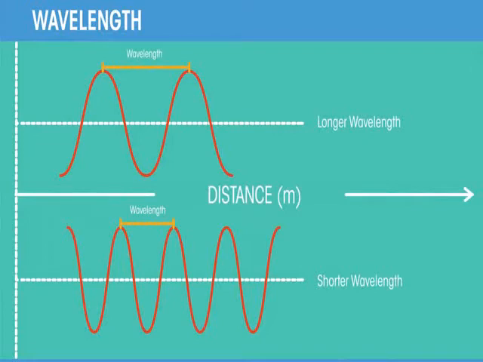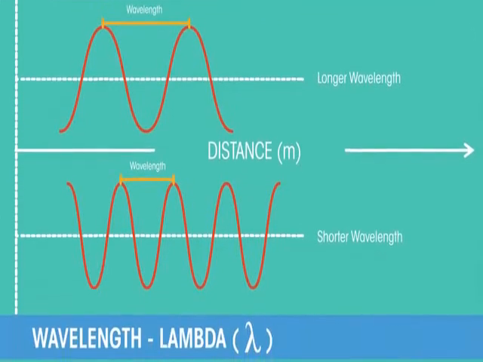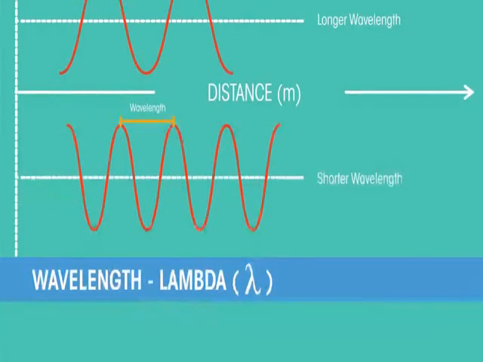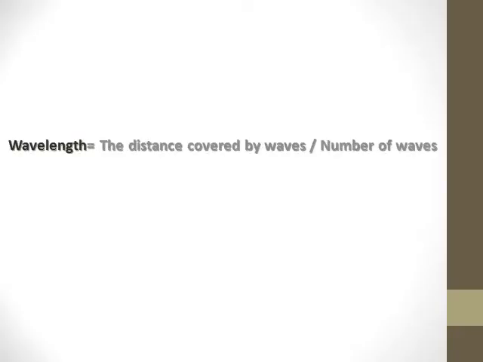The wavelength of the transverse wave is the distance between two successive crests or troughs. The wavelength of the longitudinal waves is the distance between the centers of two successive compressions or rarefactions. The symbol of wavelength is lambda, and the measuring unit of wavelength is meter. Wavelength equals the distance covered by waves over the number of waves.